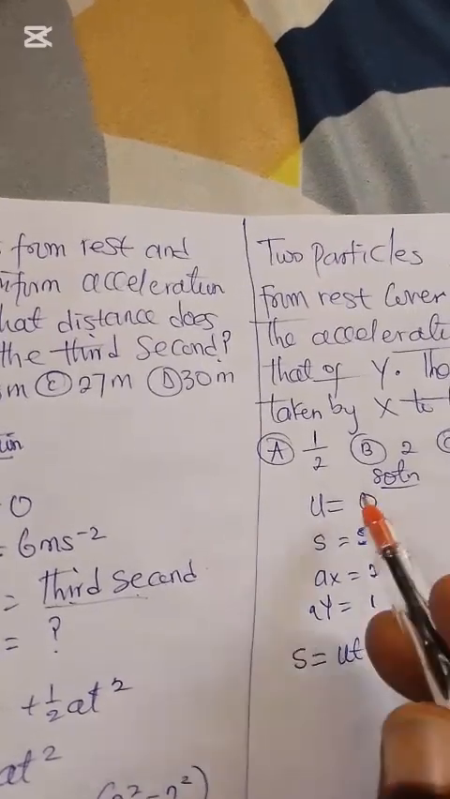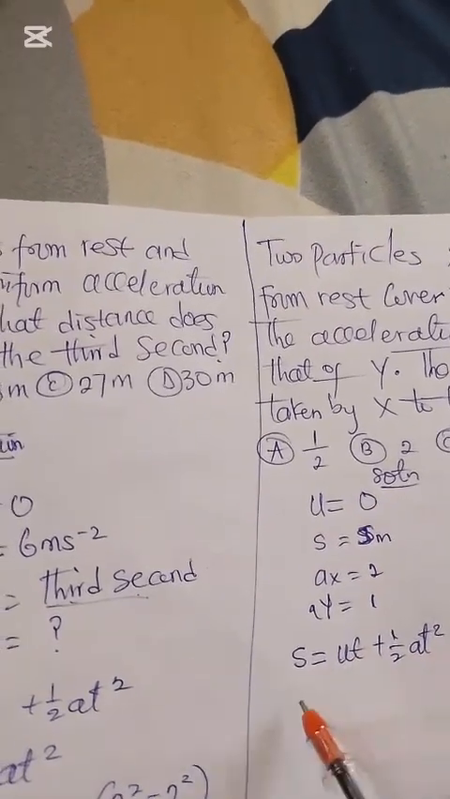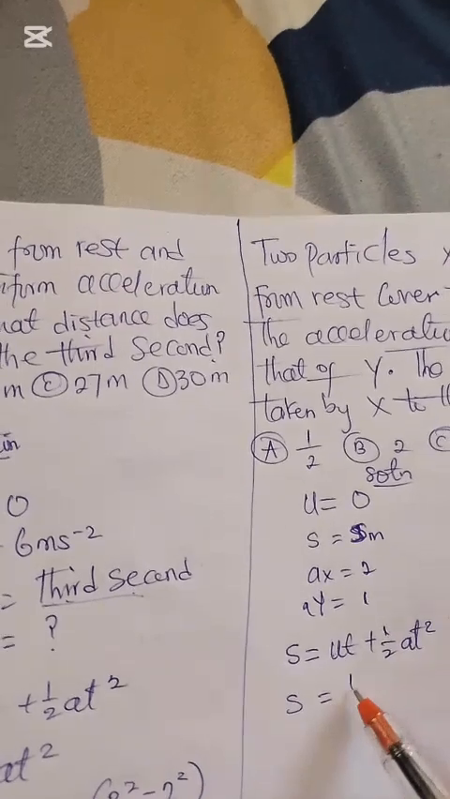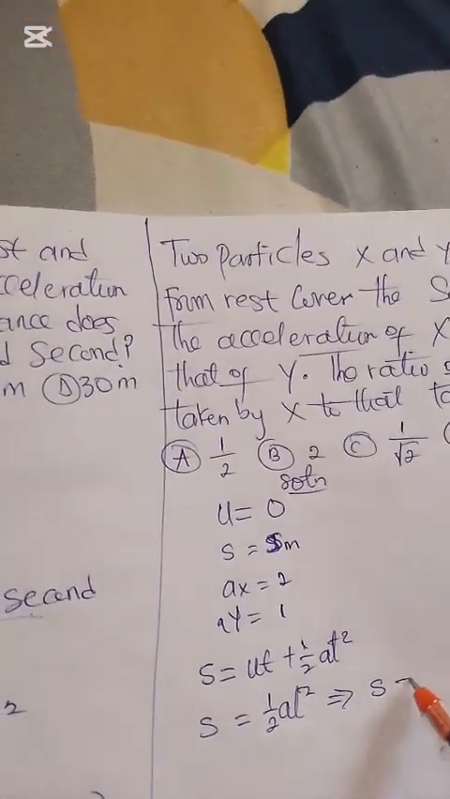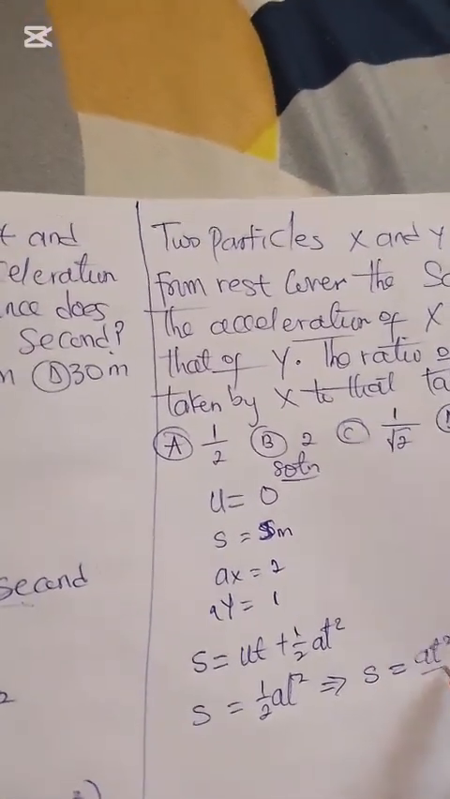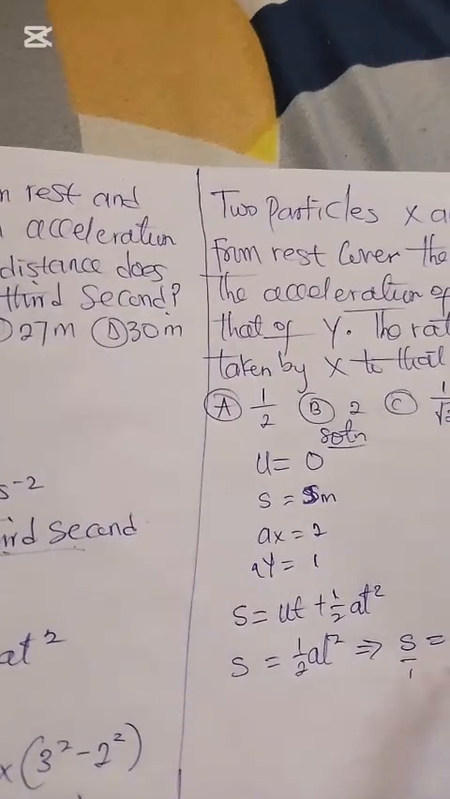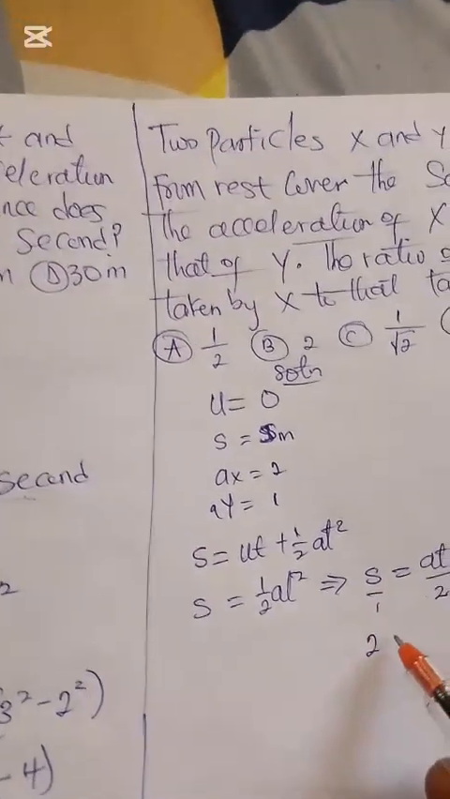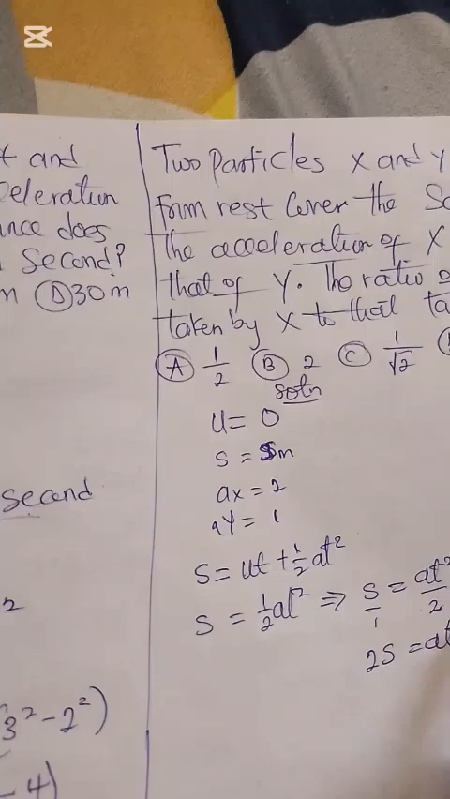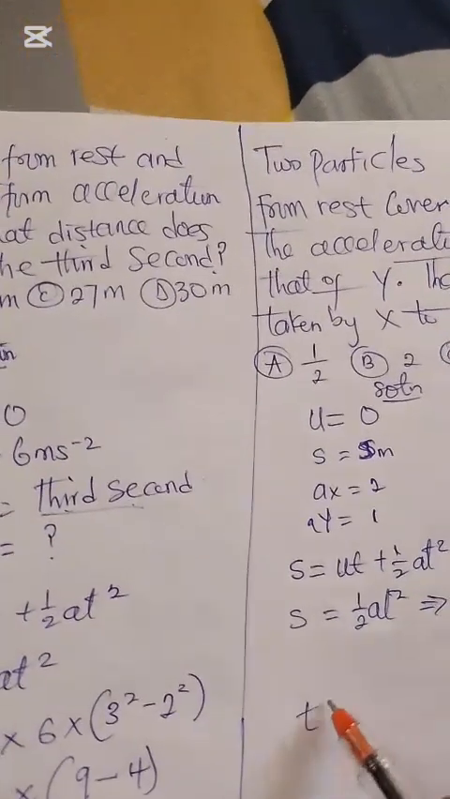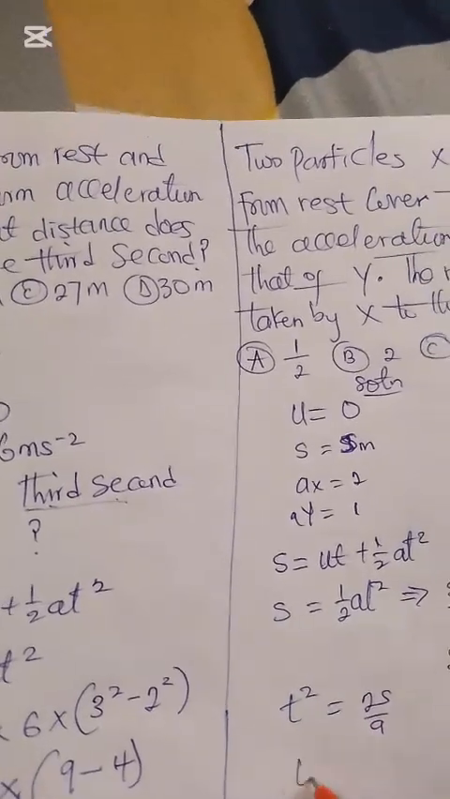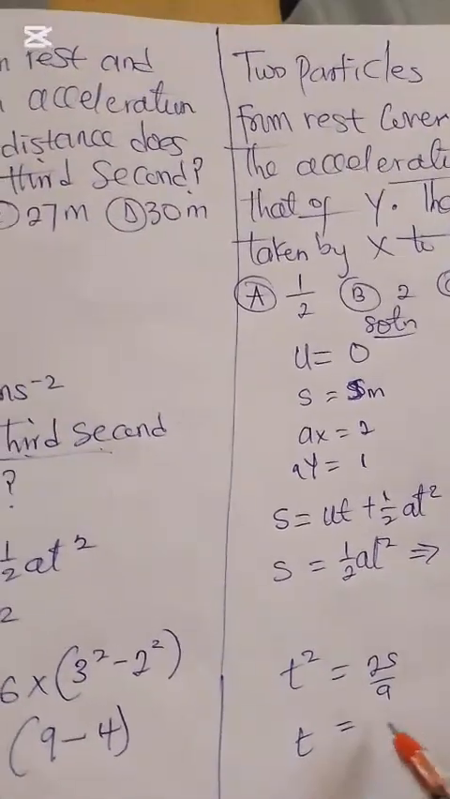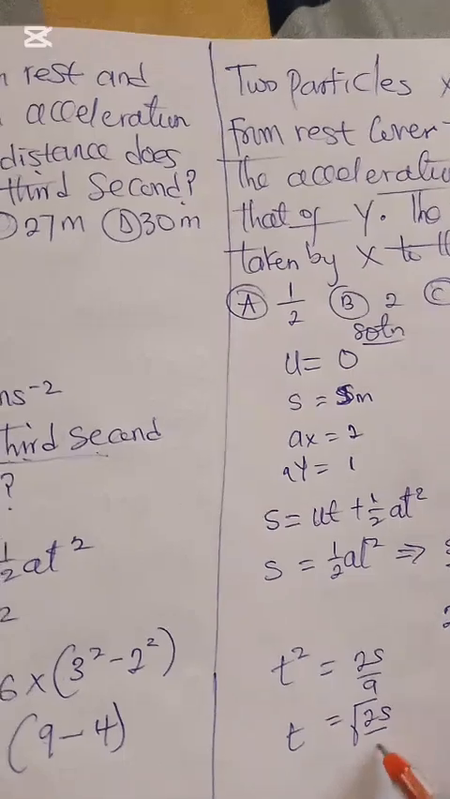But your initial velocity is already 0, which means that 0 times t will give us 0. So you have s equal to 1 over 2 at square. Or you say that distance is equal to at square over 2. So if I cross multiply this now, I'm going to have 2s equal to at square. So that t square will be equal to 2s over a. Then t will be equal to square root of 2s over a.